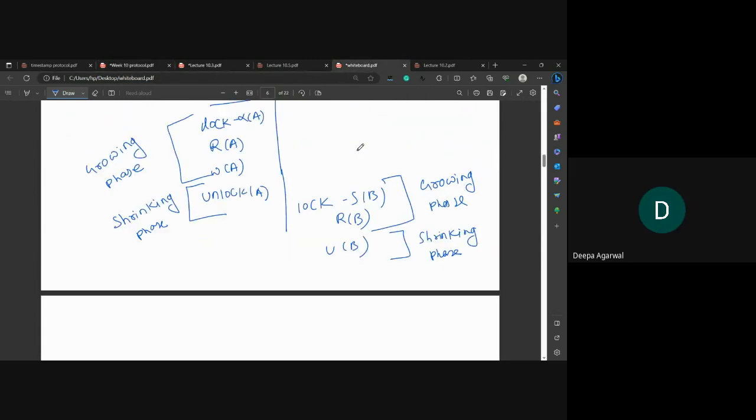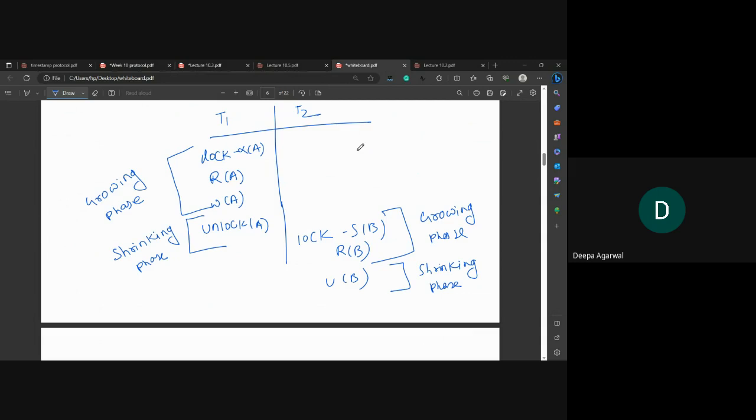Sir, after the shrinking phase, a growing phase is not possible. Correct. If we are doing the shrinking phase after the growing phase, then it does not follow two phase locking protocol. But in T1, can I do one more transaction again, repeating the same thing: lock X on A, read A, write A, unlock A? Then it does not follow two phase locking protocol, and then we cannot assure conflict serializability.